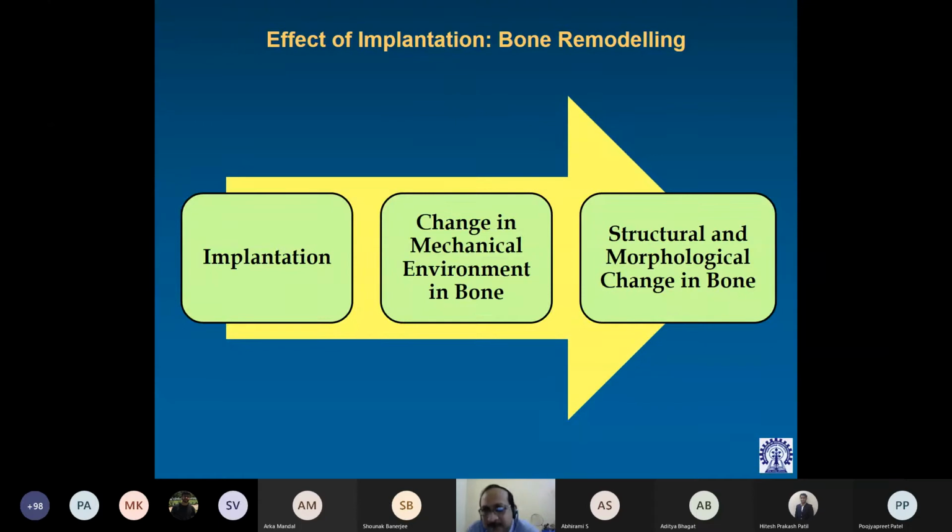Now, as we discussed yesterday, a change in the mechanical environment, we are taking an example, a gross change in the mechanical environment is induced by implantation. Implants may be very elementary implants like plates and screws up to joint replacement. Now, this implantation causes change in mechanical environment within the bone structure, and this gross change triggers structural and morphological change in the bone structure. That is exactly what we summarize as bone remodeling.